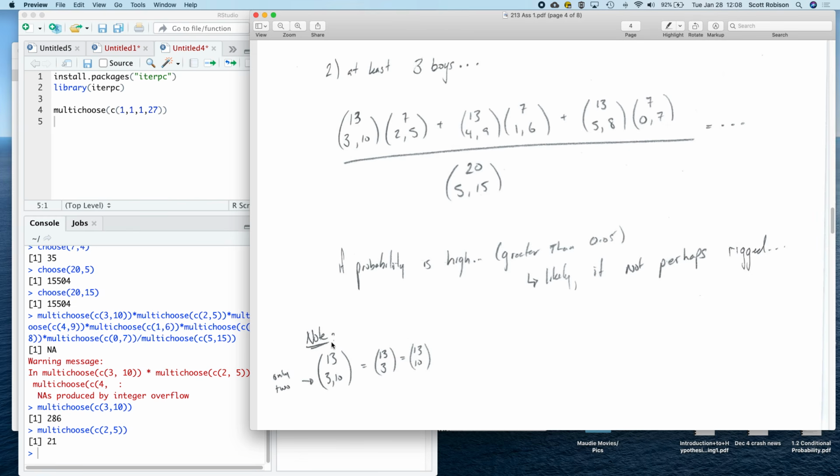Here I just have that note to say that if you've got a multinomial calculator where you've got 13, choose 3, and choose 10, if there's only two options, then you can choose to say that this is 13 choose 3, or that this is 13 choose 10.